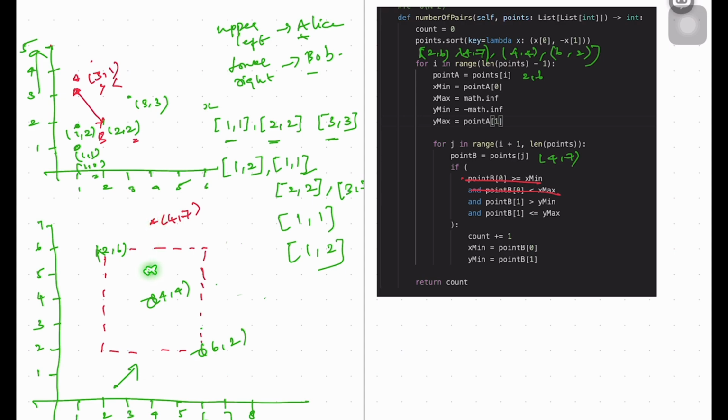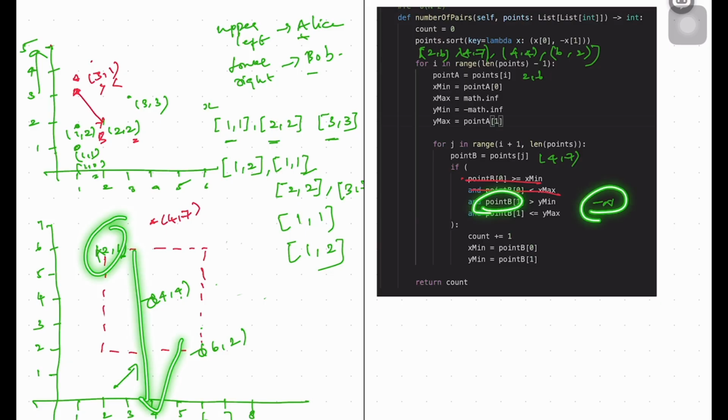Now if you have only 4 comma 4, what will we do? Y max is 6, which should be greater than or equal to point B of 1, and y min is minus infinity, because anything below 6 can be considered.